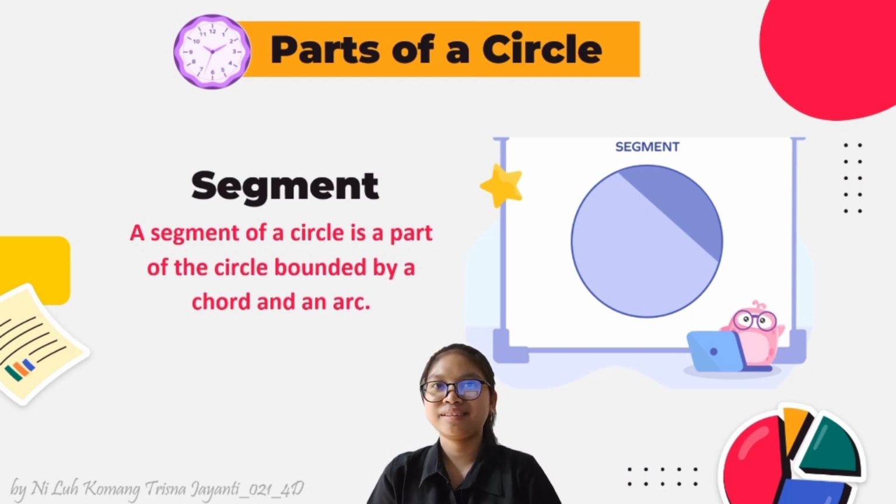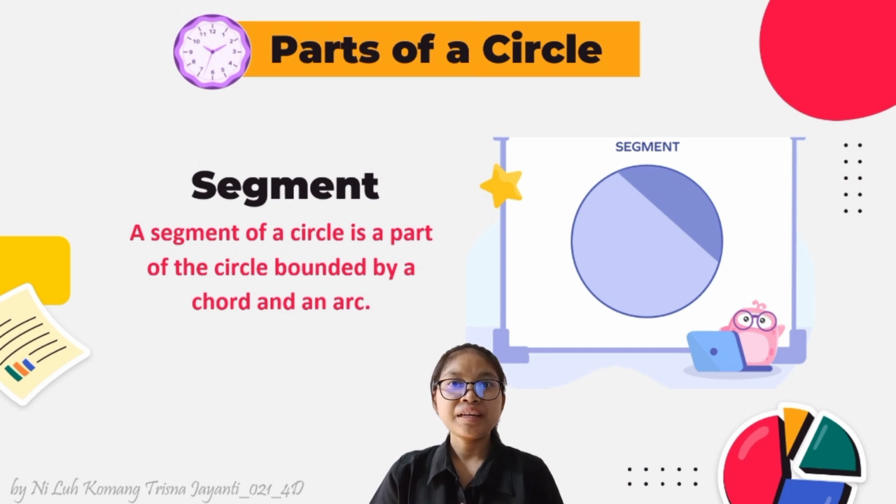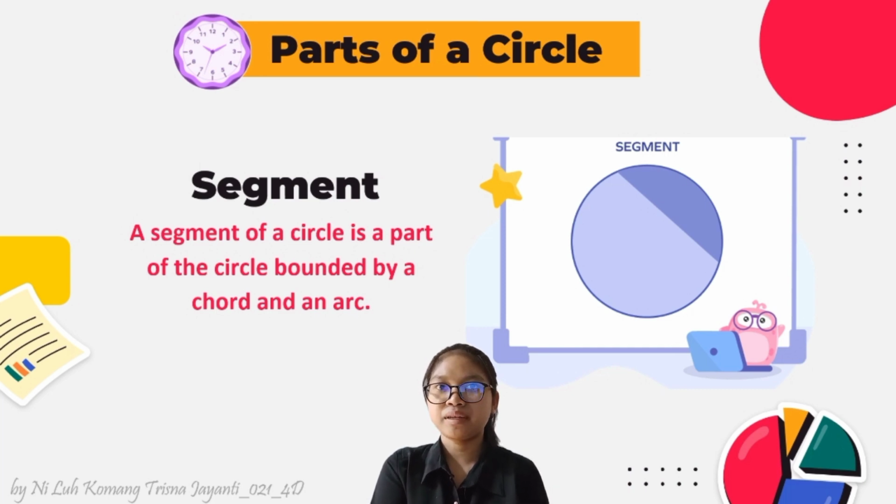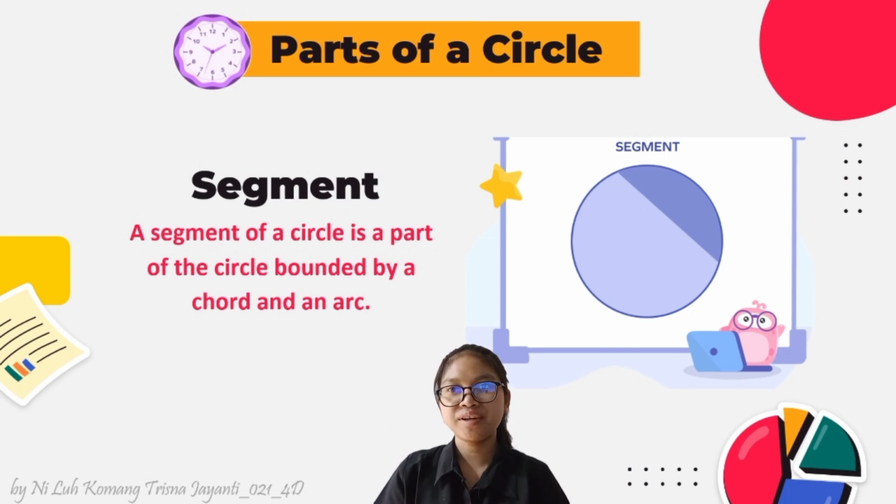To calculate the segment of a circle, we consider the area of the segment, which consists of a sector or arc plus two radii and a triangle. Hence, the formula for the area of a segment can be expressed: area of a segment of circle equals area of the sector minus area of the triangle.